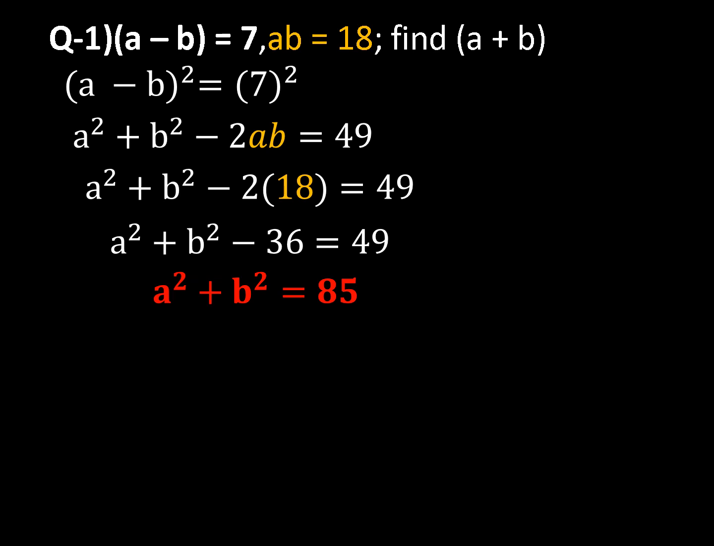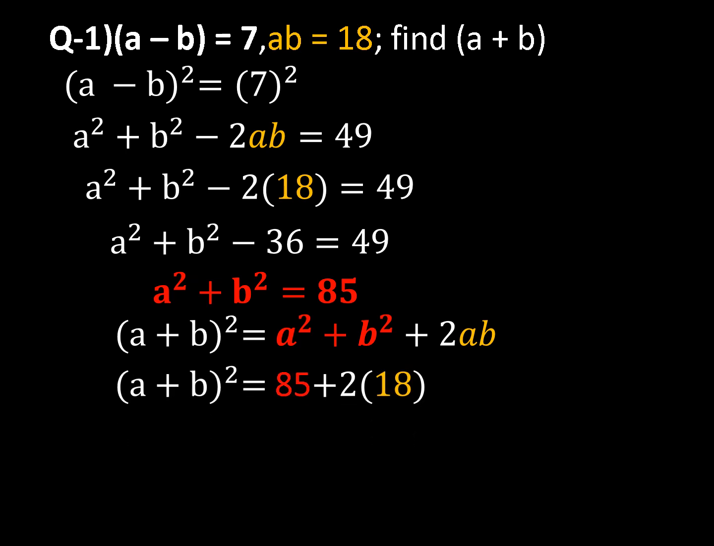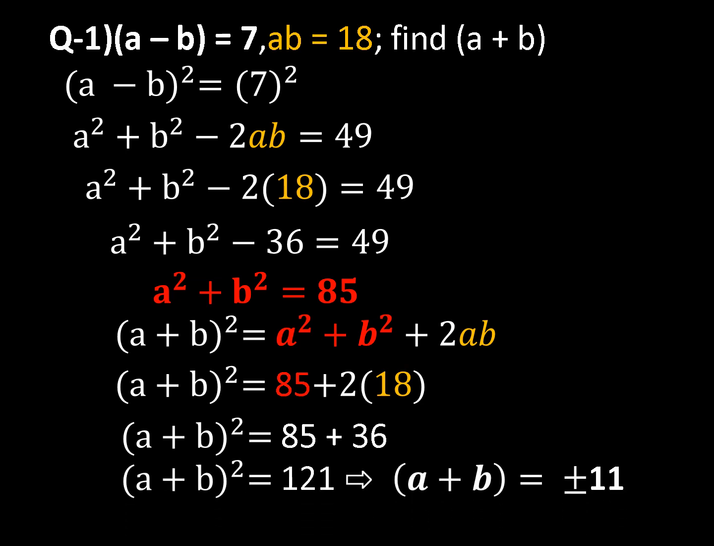Now we have to find a plus b. So now we will square a plus b and write the formula of that. So a plus b whole square equal to a square plus b square plus 2ab. Now we will substitute the value of a square plus b square as well as 2ab. That will yield us this. Next step, a plus b whole square will give us 85 plus 36, which will result in a plus b whole square is 121.